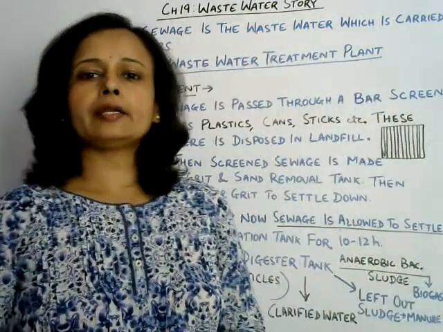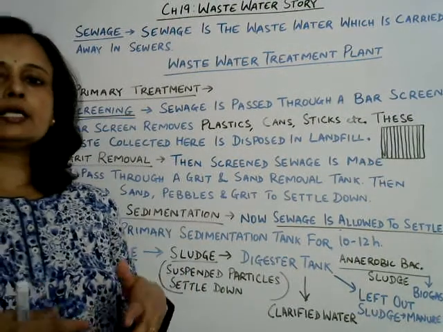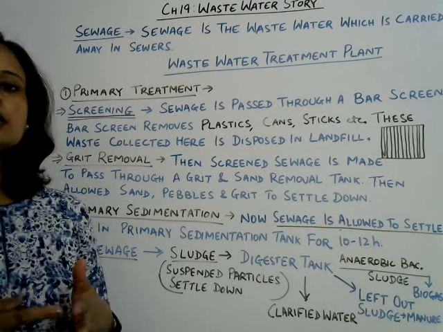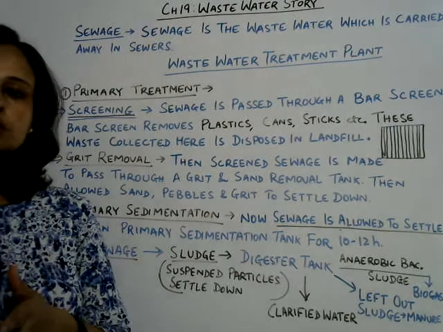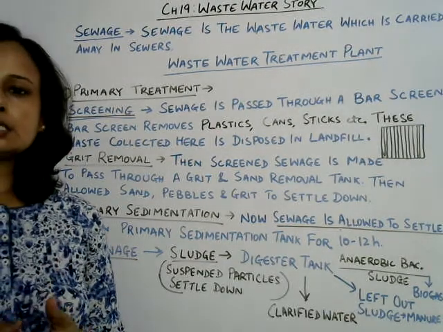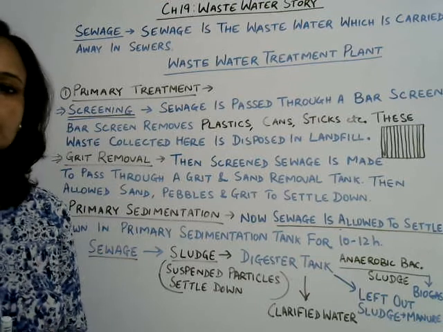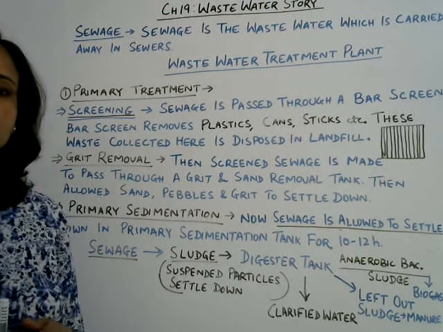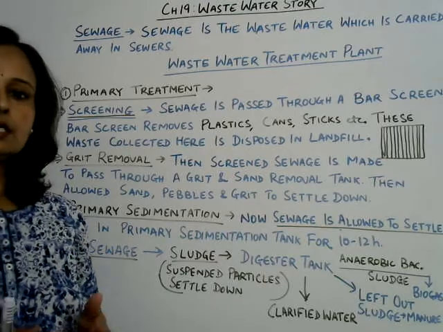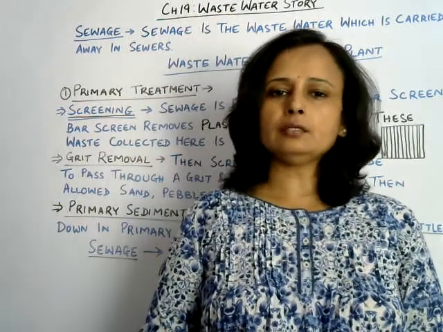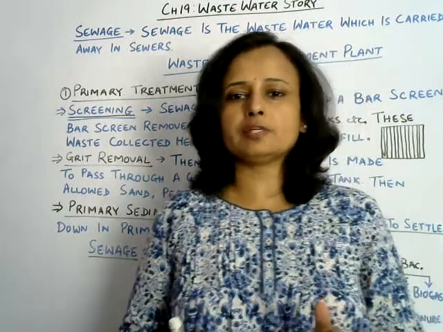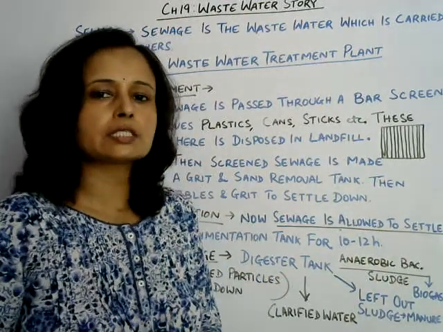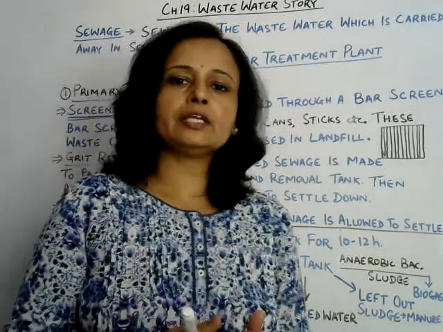In screening there are iron bars which act like a bar screen, and in that bar screen basically sewage is passed, and finally in those bar screens few things like plastics, cans, sticks, all these are collected and not allowed to flow with the rest of the sewage water, and this waste collected here is disposed in the landfill. Okay, so in this way screening is done. The rest of the sewage water is allowed to pass out except few solid wastes, bigger sized particles like plastic, cans and sticks, which are screened here.